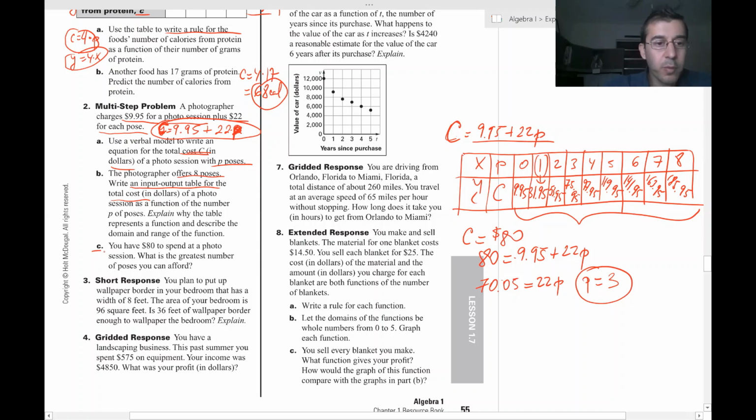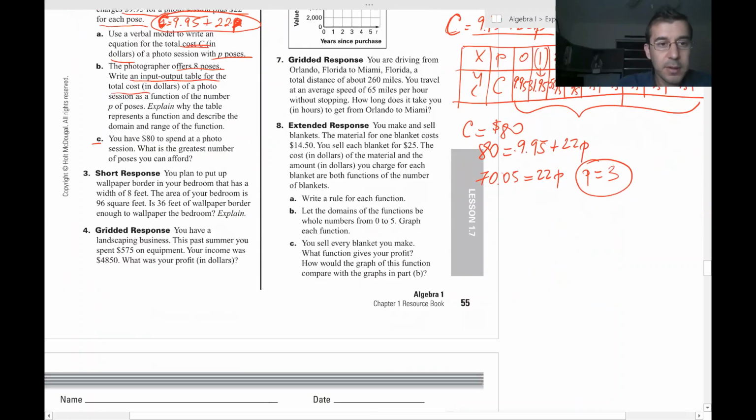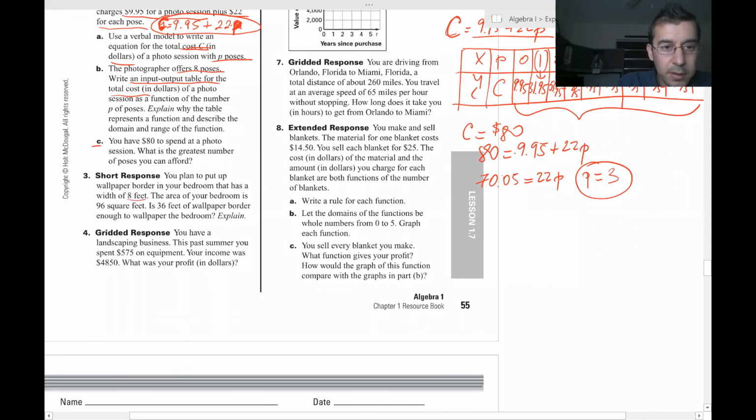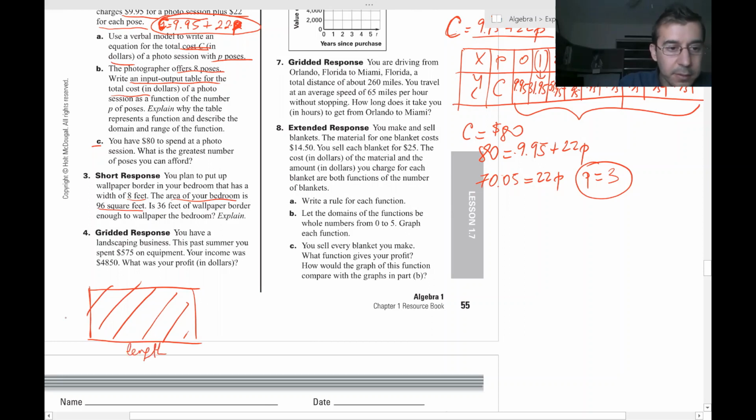Number 3, short response. You plan to put up a wallpaper border in your bedroom that has a width of 8 feet. The area of your bedroom is 96 square feet. We have length and width. Width is 8 feet, so this is 8 feet. The length we don't know.